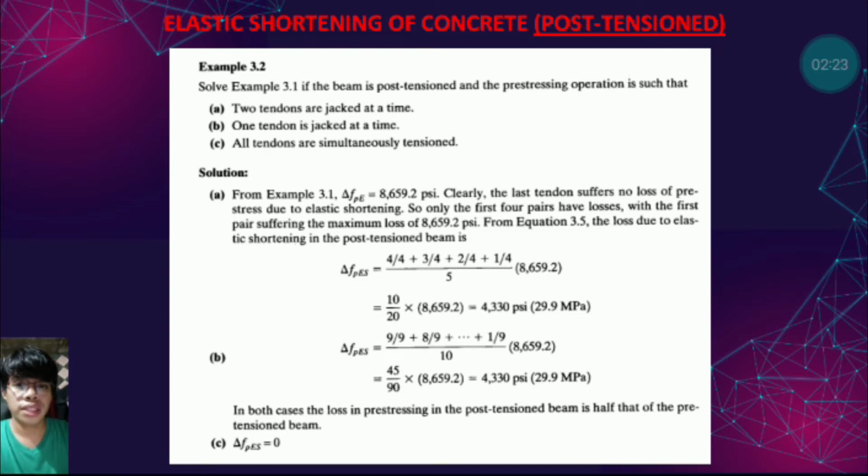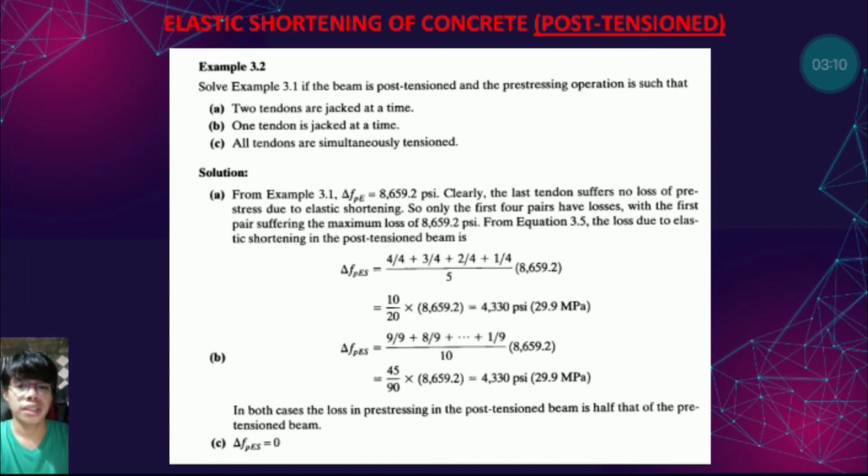For situation B, we will just do what we did in the previous situation, only this time, one tendon is jacked at a time. We then infer that the first 9 tendons suffer the effects of loss, while the last tendon does not. Putting it in our equation, the loss due to elastic shortening is equal to 1 divided by 10 times the quantity of 9 over 9 plus 8 over 9 plus 7 over 9 plus 6 over 9 plus 5 over 9 plus 4 over 9 plus 3 over 9 plus 2 over 9 plus 1 over 9 times 8,659.2. Our answer will be 4,330 psi.